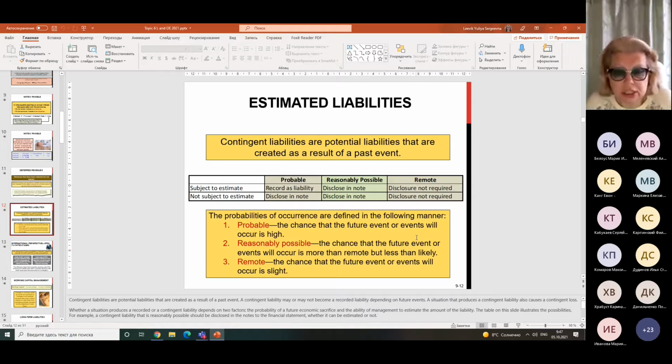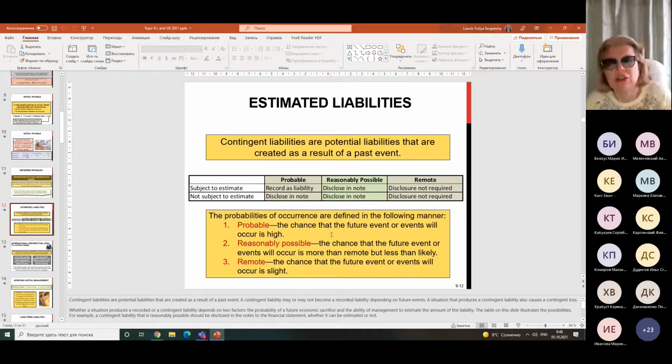Here on the slide, you can see the definition. Probable: the chance that the future event or events will occur is high. So this is the highest level of probability. Reasonably possible, very interesting definition: the chance that the future event or events will occur is more than remote but less than likely. So this is the lower level of probability. And remote: the chance that the future events will occur is slight. So this is the classification of contingent liabilities.